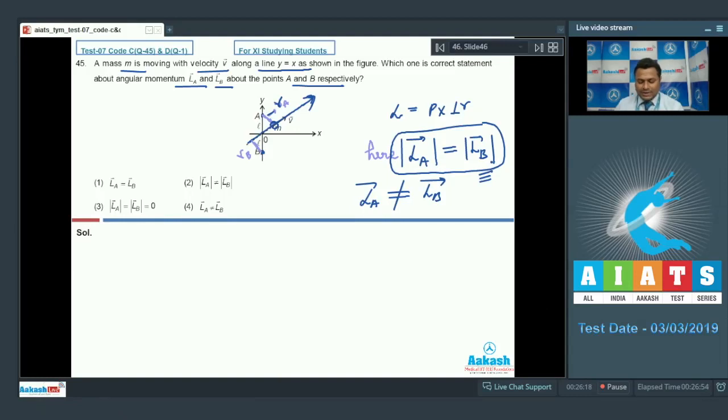So after looking at the options, we can say that we have to go with option number 4, because this is the only possible true option. If we check the options one by one, LA equals LB is not absolutely correct. Only the magnitude is equal, not the direction. Mod of LA not equal to mod of LB is not true. Their magnitudes are equal actually. Third option, their magnitude is not 0, so we'll cross the third also. The fourth one is the only correct option. That is LA is not equal to LB. So that's why we'll go with option number 4.